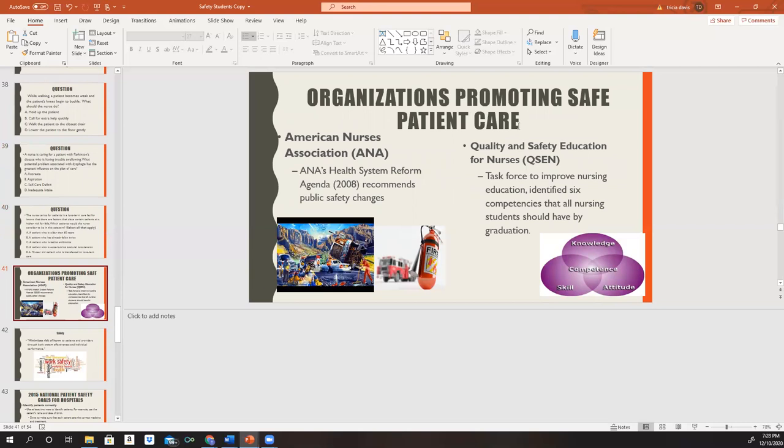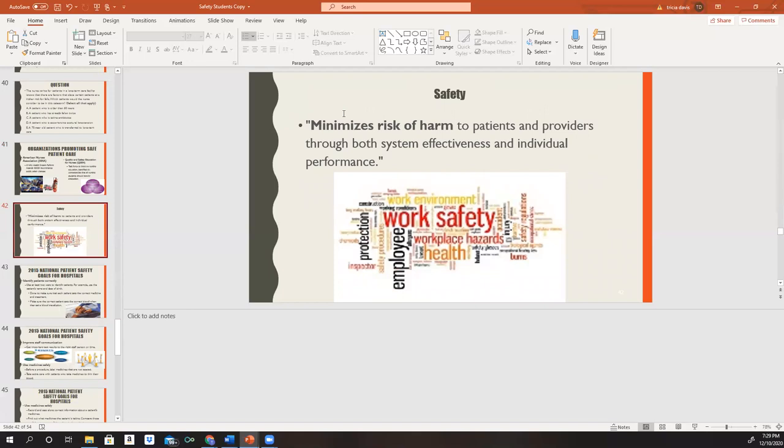Organizations that promote safe patient care: there's the American Nurses Association again. We keep hearing about them. The ANA Health System Reform Agenda 2008 recommends public safety changes. And the Quality and Safety Education for Nurses, QSEN, is a task force to improve nursing education. They identified six competencies that all nursing students should have by the time of graduation. So safety again is minimizing the risks of harm to patients and providers through both system effectiveness and individual performance.